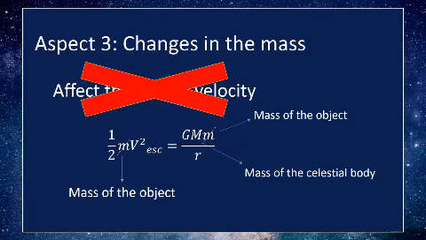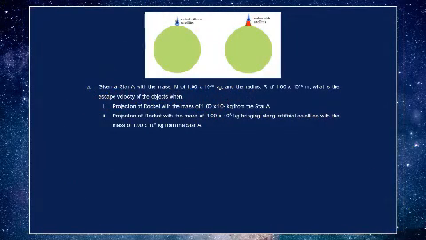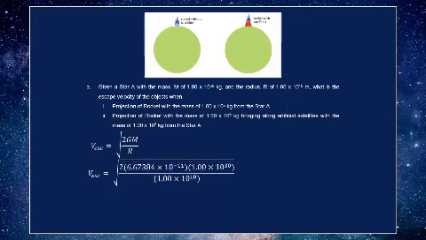Let's turn to the question in aspect 3. As we know that the changes in mass of the object won't affect the escape velocity, from here, we just need to use the formula and plug in the values. G will represent the gravitational constant, M will be the mass of the celestial body, and r will represent the distance between the center of the celestial body to the surface of the celestial body. And here will be the value.